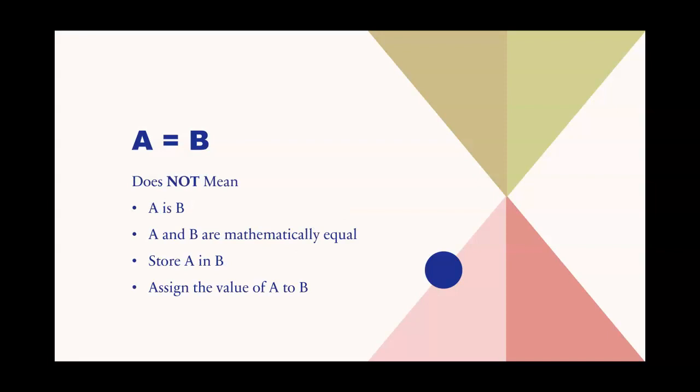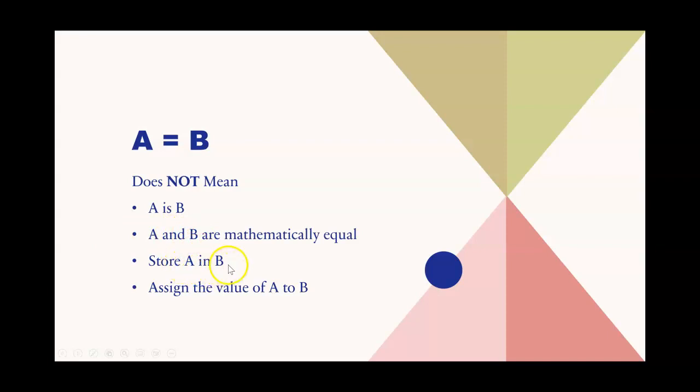A equals B does not mean the following. It does not mean that A is B. It may mean that for the second that that line of code runs, but then we'll see that it's not a universal truth that A is B. So in math, an equal sign means that the left-hand side is the right-hand side. Like it's a universal truth that we know. That is not what it means in coding. It does not mean that A and B are mathematically equal. Okay, so that's what I just kind of tried to emphasize.